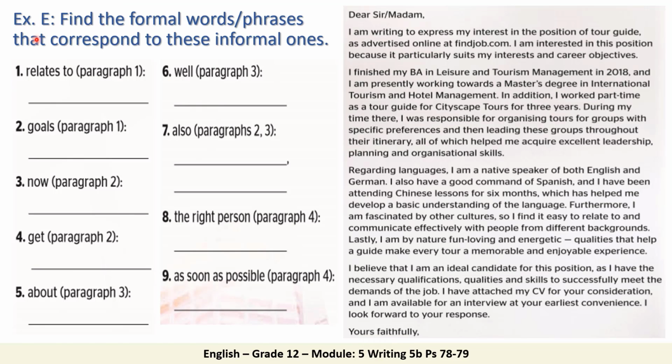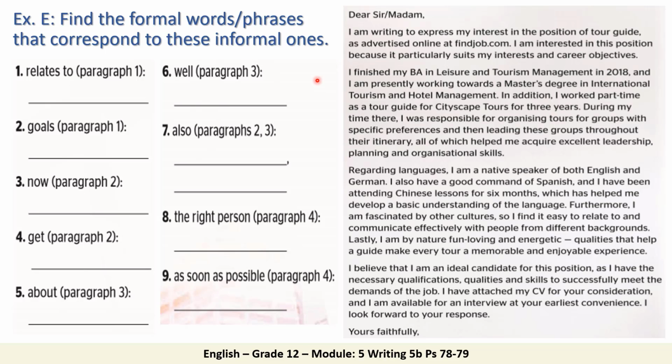As for exercise E, on page 79, you are given 9 words or phrases. These 9 words or phrases are informal. Your task is to look for the formal words or phrases that correspond to these informal ones. Okay, is the task clear? Okay, pause, take 3 minutes, and then once you have finished, please follow.